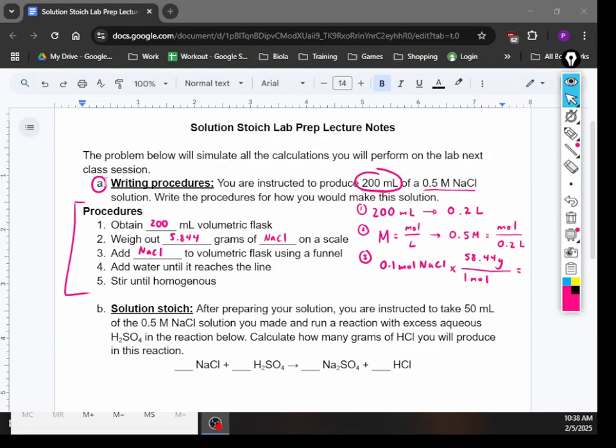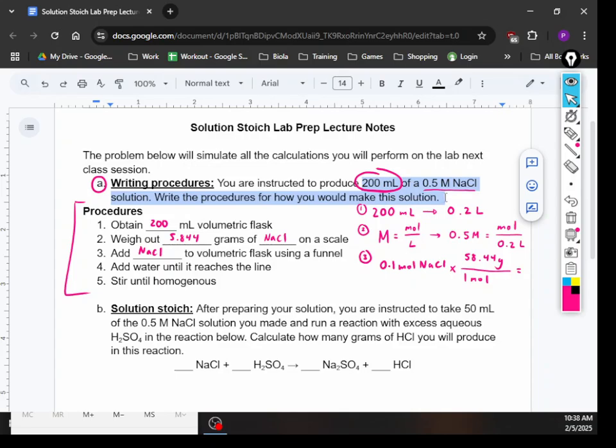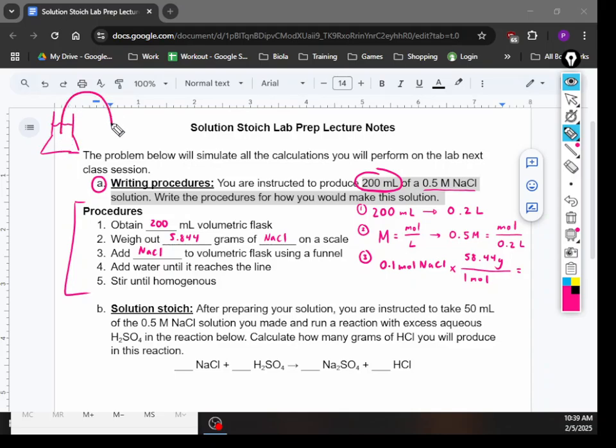All right, so you're going to make your solution first using the procedures that you write. And then after that, you're going to take that solution. So this is where we can visualize it. We're going to make our solution in the flask, right? You're going to make it, and then you're going to take the chemical out, and then you're going to mix it with a different chemical, and then you're going to run your reaction. And that part is where we do the solution stoichiometry.